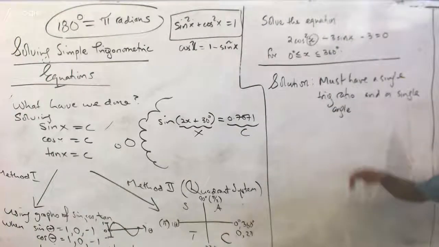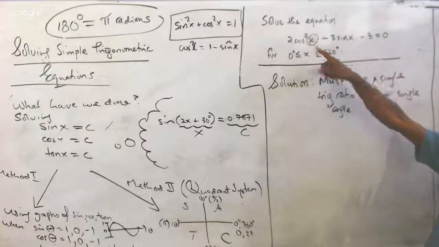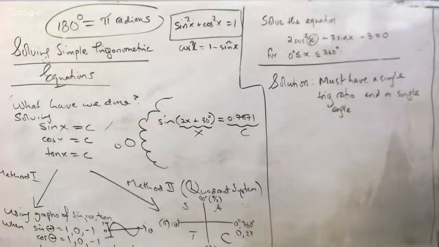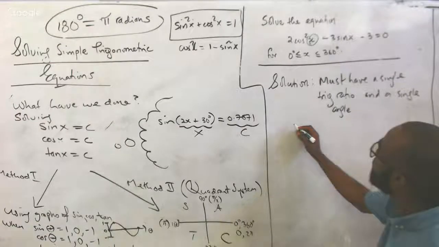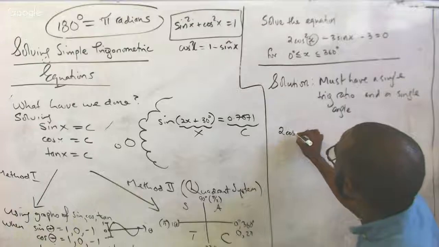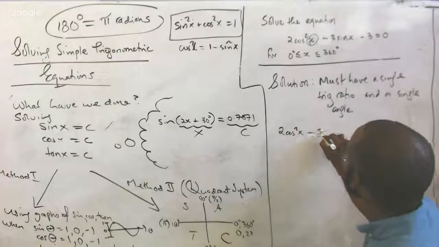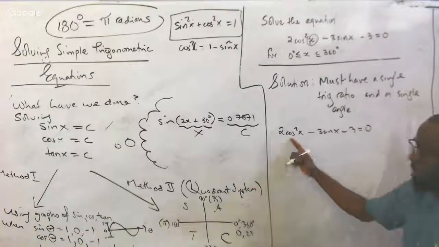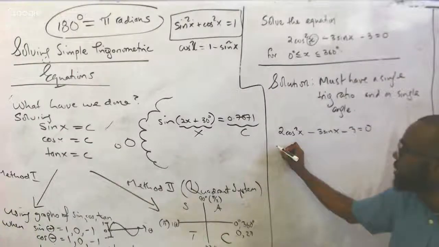So, we can't change the sine to the cosine squared, but luckily that cosine was squared, and therefore I can change that to the sine squared. So, 2 cosine squared of x minus 3 sine of x minus 3 equals 0. Because I know that I need to change the cosine squared.